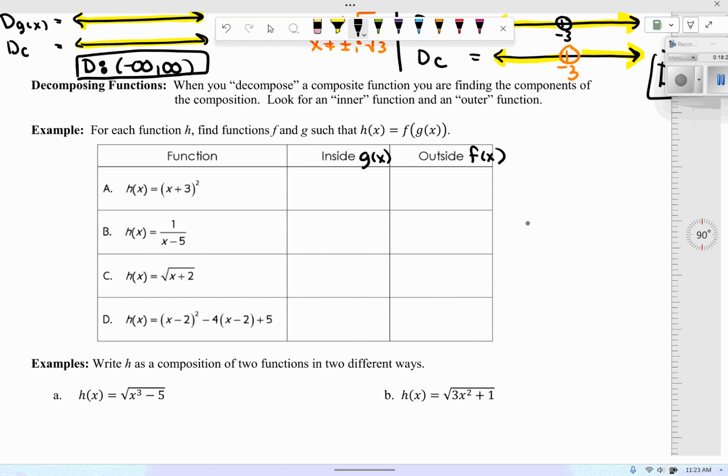So what could we use for our inside function? So notice that we have x plus 3 here, so we could use x plus 3. So if g of x was x plus 3, then the outside function would have to be x squared. So we're saying g of x equals x plus 3 and f of x equals x squared. And then you can check your work. So if we do f of g of x, it should equal h of x. So this is f of g of x, which is x plus 3.